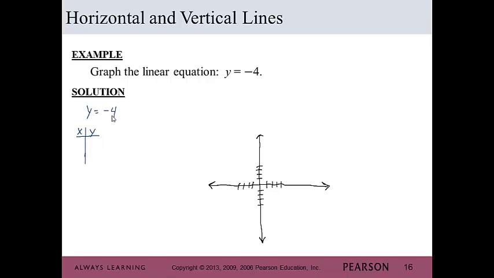And this says y equals -4, which means y is always going to be -4. And I can pick x to be anything since x does not appear in this equation. So how about 0 and -1? So I have the points 0, -4, and -1, -4. And then connect your points.